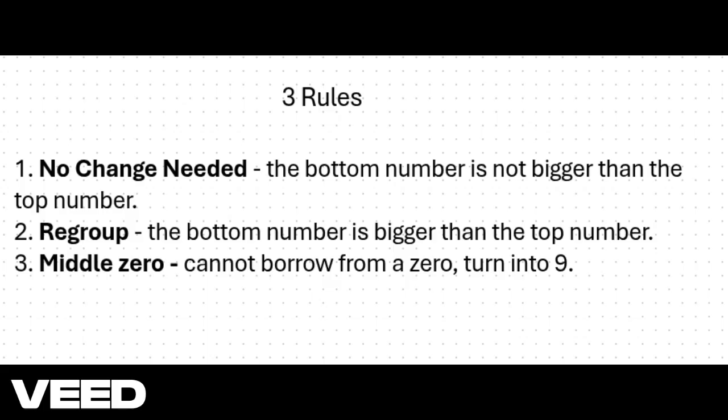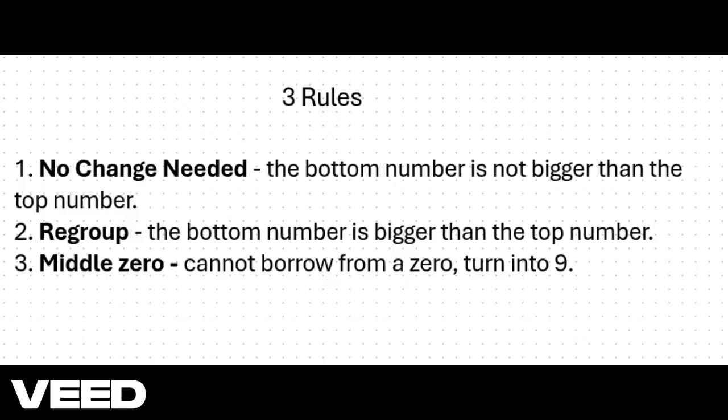The second situation is regroup, where the bottom number is bigger than the top number. For example, 3 minus 7. We cannot do 3 minus 7 because 7 is too big. It's bigger than 3. So in that situation, I want you to say regroup.